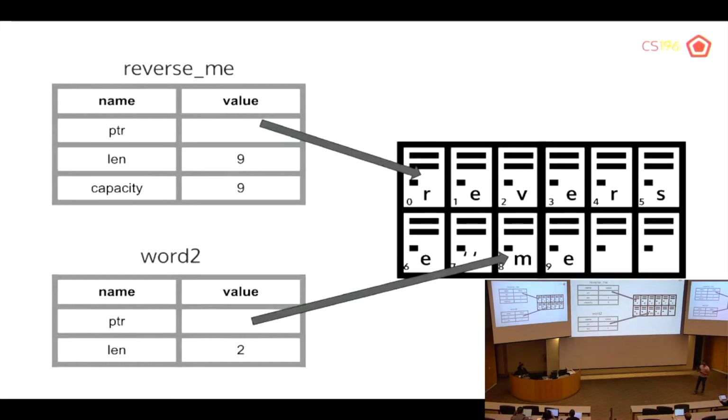So reverse me, the actual string, points to the start of the string. That makes sense. We want the full string. And this holds the pointer, the length of the string and the capacity. So we'll talk about capacity later on when we talk about vectors and such. All you have to know is that it has a length of 9.